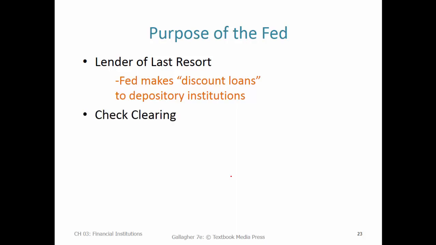The Fed also does check clearing. It helps banks process payments made from one bank to another. And if you saw the movie Catch Me If You Can about the famous fraudster Frank Abagnale Jr., there was actually a little scene in there where they mentioned this. This is a map of the 12 banks of the U.S. Federal Reserve.